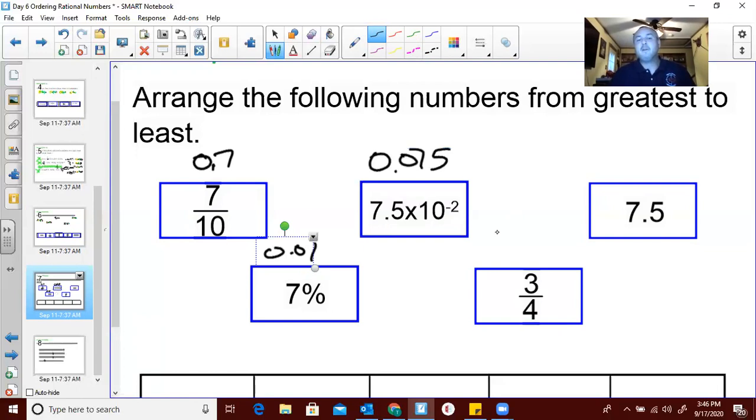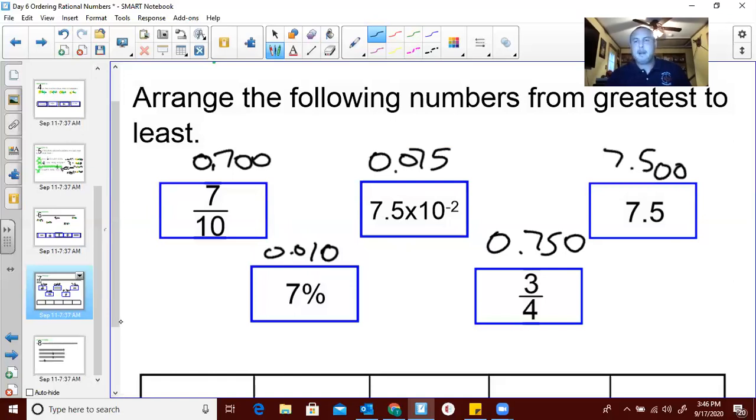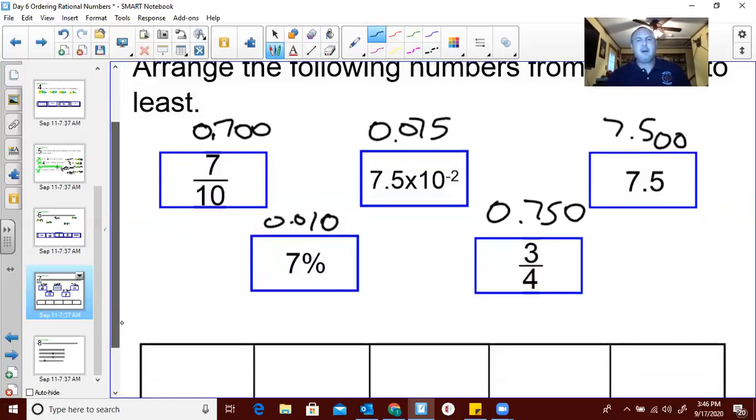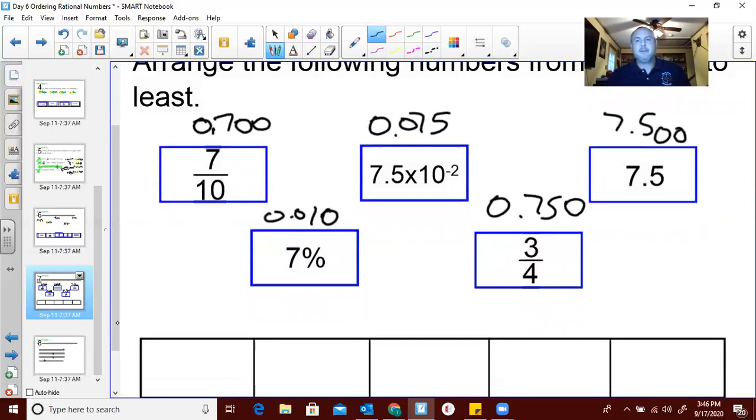I know that 3/4 is going to be 0.75, and I know that 7.5 is already a decimal. So I'm going to go ahead and add a couple zeros here, 1 here, 1 here, and 2 here. That just makes me feel better. You don't have to do that. One of these problems, it actually does help, in my opinion.